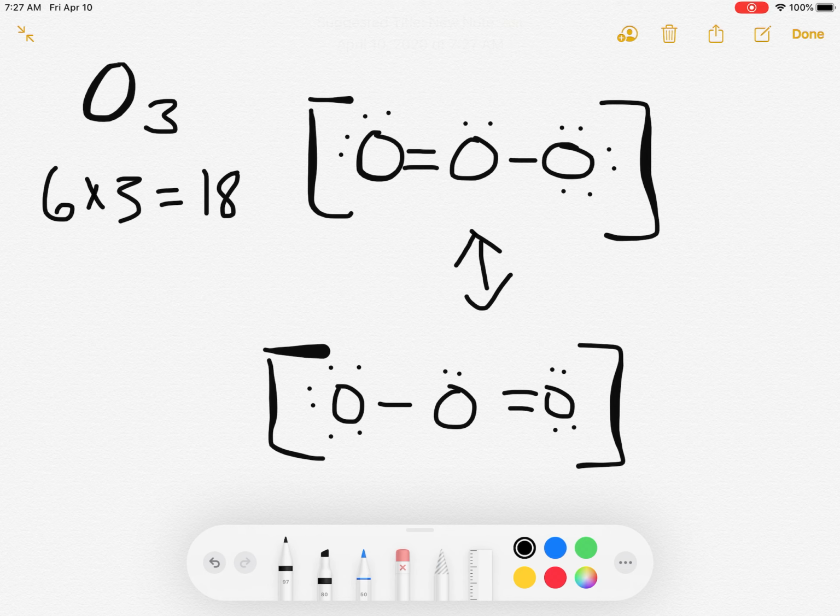So that's it with resonance structures. If you can put the double bond in several places, you just need to draw all the places where it can go.